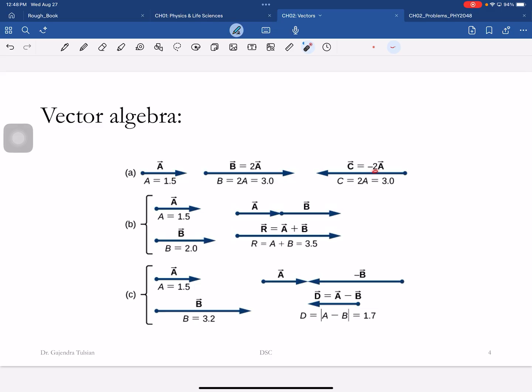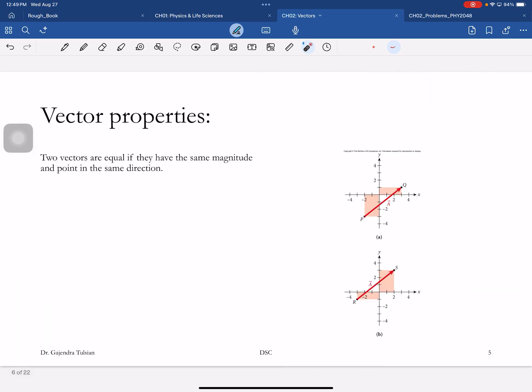What is minus 2A? Twice as long in the opposite direction. What is half A? Half as long. All right, so these two vectors are equal. You see, they have the same magnitude and same direction.